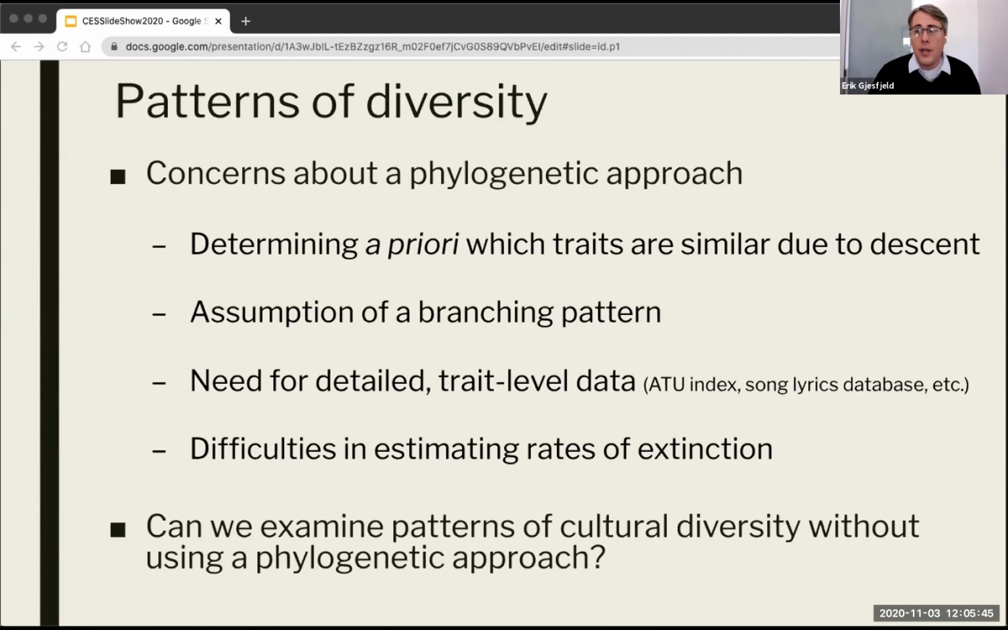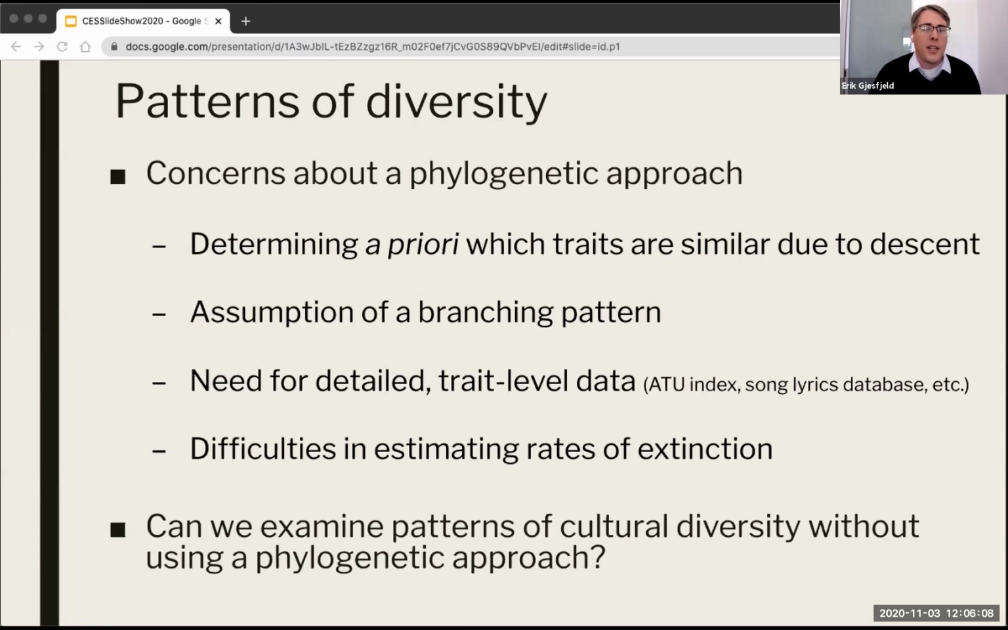Often they use the APU index, which classifies folktales and gives information or classifies the characters that are used as well as the themes that are used. And I would argue that there are many aspects of public culture that do not have this level of detailed data. And to get that level of data would be very time consuming and difficult to collect.